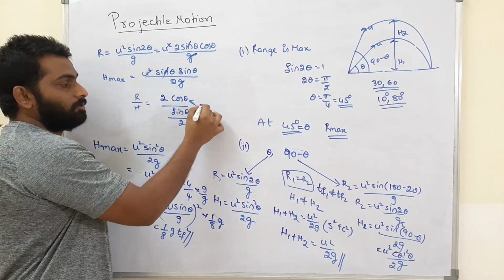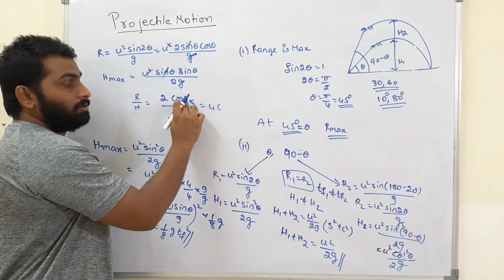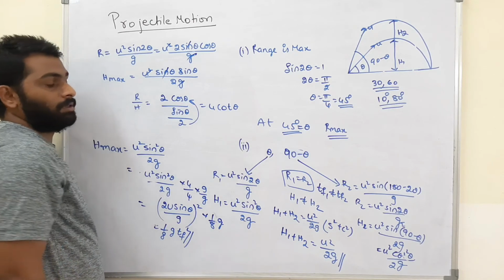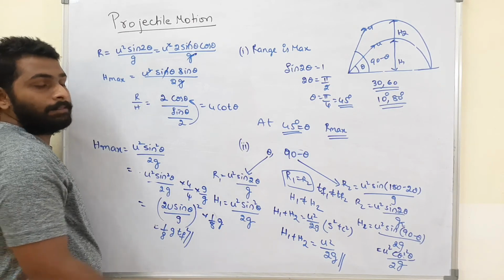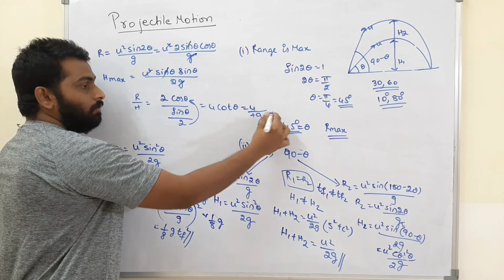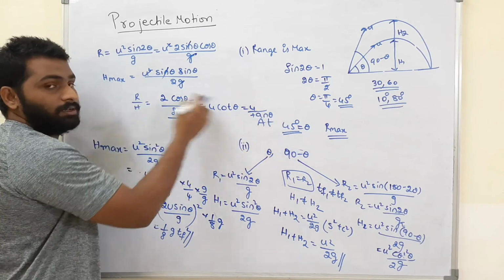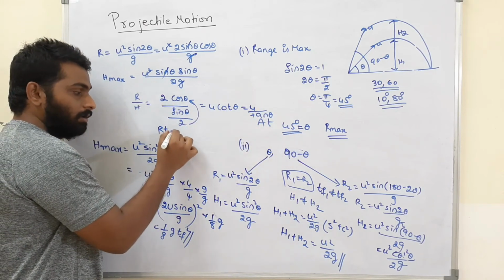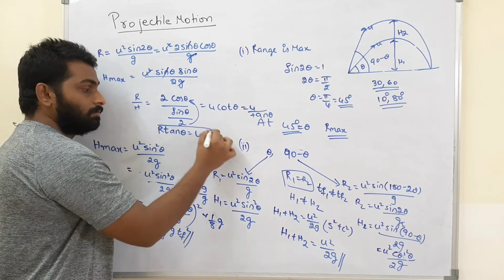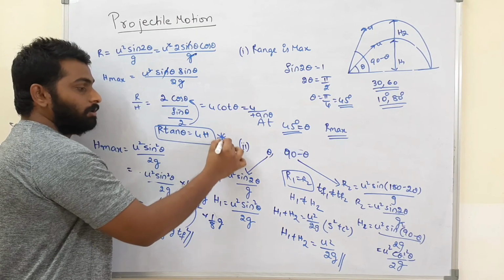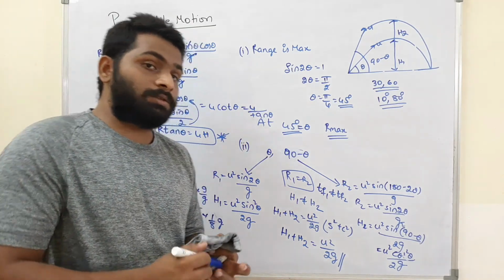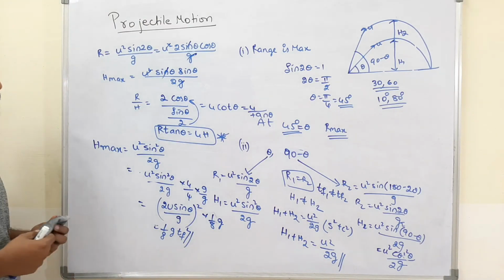To bring this 2 upwards. Therefore, 4 cos theta by sin theta is how much? Cot theta. Therefore, what I can write? 4 cot theta, or I can write as 4 by tan theta. Therefore, r tan theta is equal to 4h. Very, very important relation. R tan theta is equal to 4h. I think it is clear.